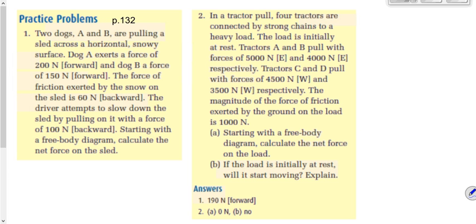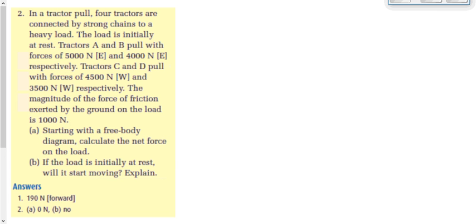All right, 2 questions for homework last night on page 132. Issues with either one of those? Yeah. We'll just do all of number 2 then for context. Okay. 2 says in a tractor pull, 4 tractors are connected by strong chains to a heavy load.